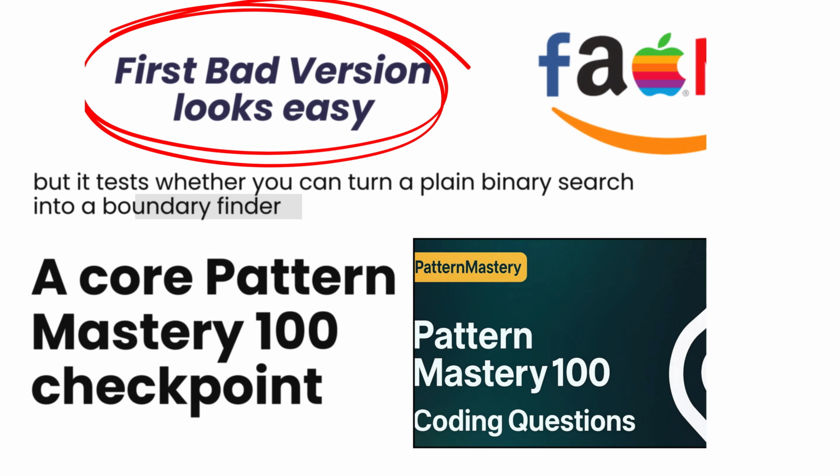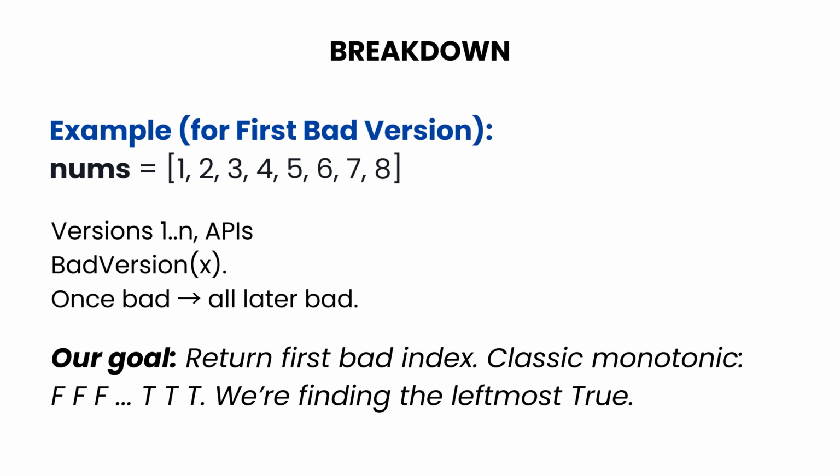Solution walkthrough. Breakdown. We have versions 1 through n, and an API called isBadVersion(x) that returns true if version x is bad. Once a version is bad, every later version is bad. We must return the first bad version's index. That's a classic monotonic pattern: F F F, F T T T, T. We're not searching for a value, we're finding the leftmost true.